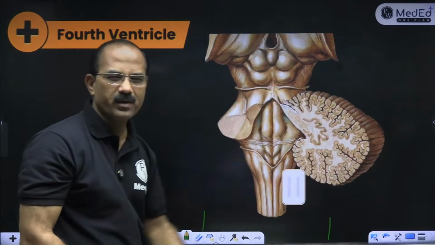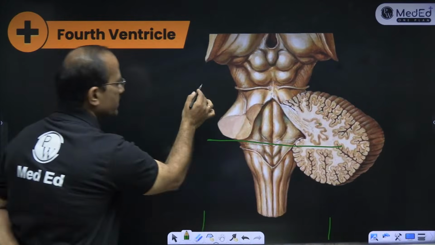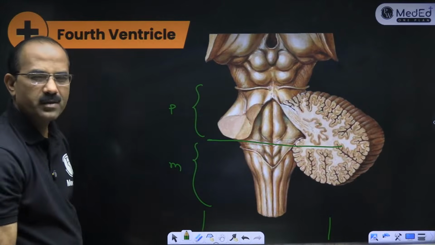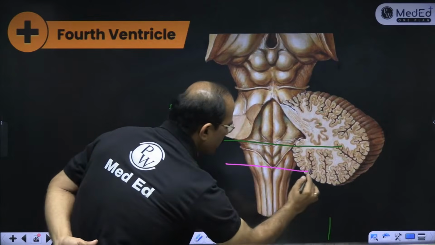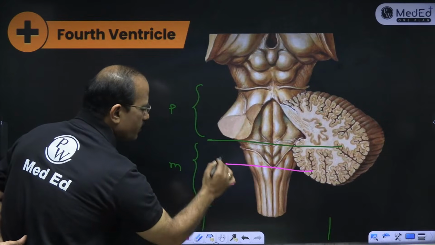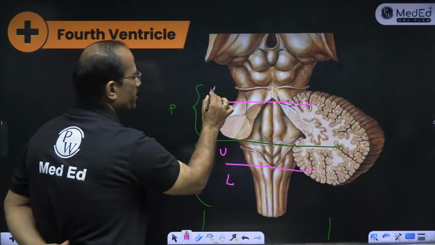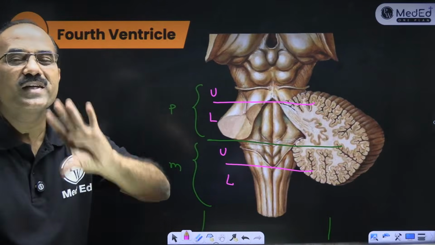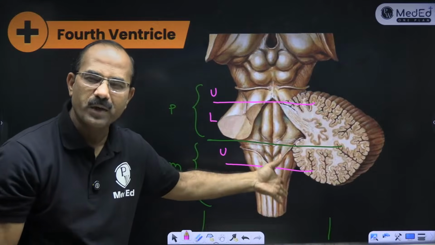See, look again. This is the fourth ventricle. This is the pons, and this is the medulla. This is the lower half, this is the upper half of the medulla, and this is the upper half and lower half of the pons. So where is the fourth ventricle located? In the lower half of the pons and the upper half of the medulla.